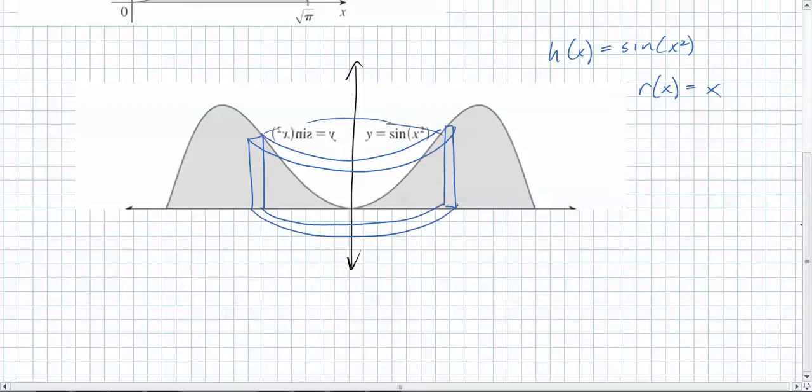How am I doing? No, that's not very good, is it? Like this. Like that? That's not bad. I think I did okay.